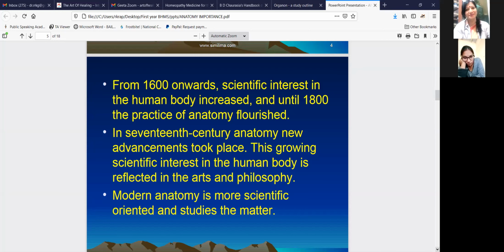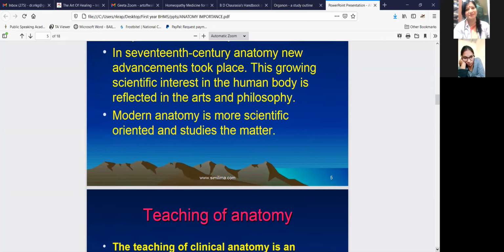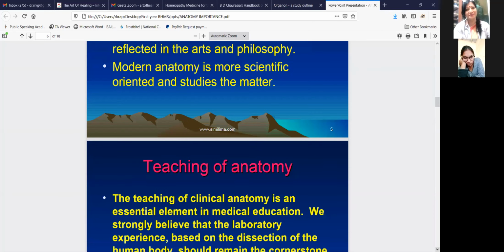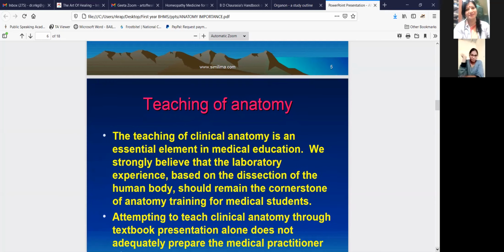Then modern anatomy became more scientifically oriented, and people started studying anatomy as a medical subject. Now, coming to the teaching of anatomy, why is human anatomy important in medical education? It has become an essential element. In the first year, you have human anatomy.